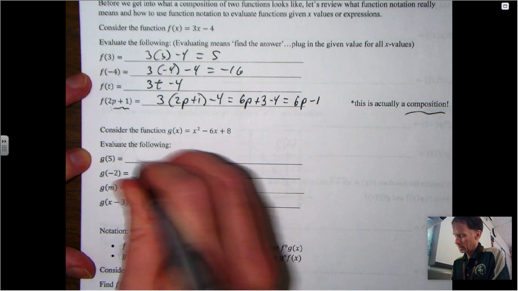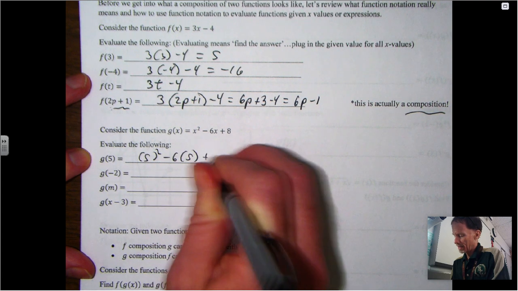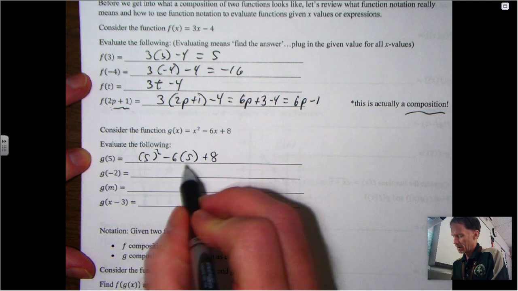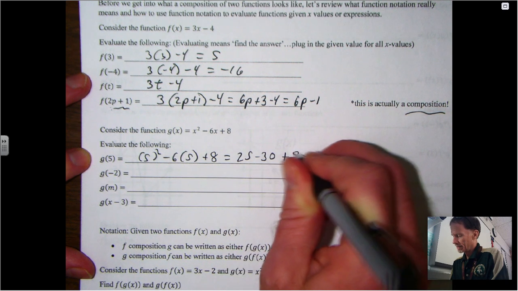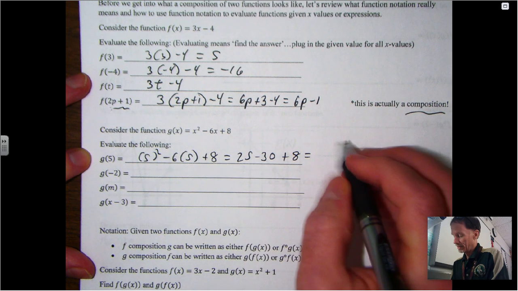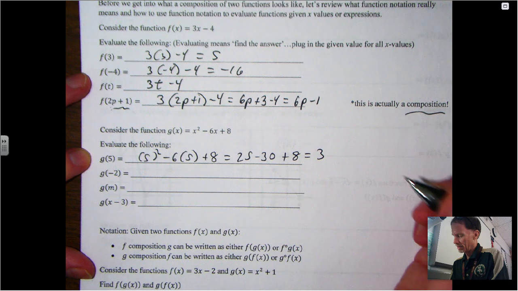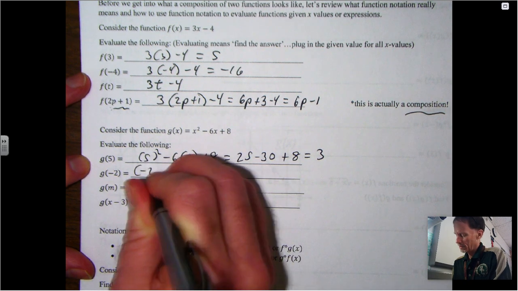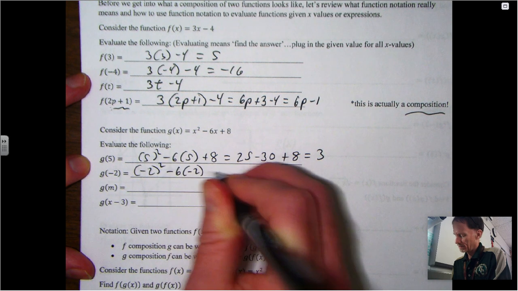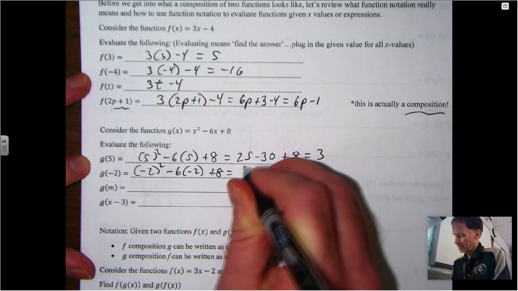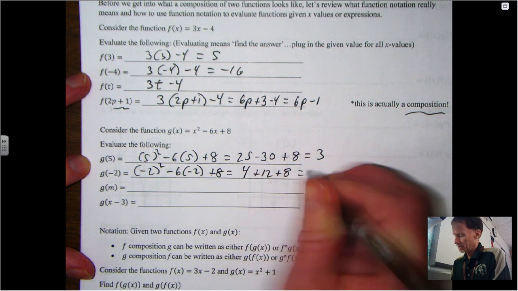So in this case, it's going to be 5 squared minus 6 times 5 plus 8. And again, we can just evaluate all that. That's 25 minus 30 plus 8, which would be 3. That's negative 5 plus 8. So it's going to end up being 3. Same thing for negative 2. Remember, anytime you square a negative, it does come out to be a positive. So that's going to end up being 4 plus 12 plus 8, which in this case would be 24.